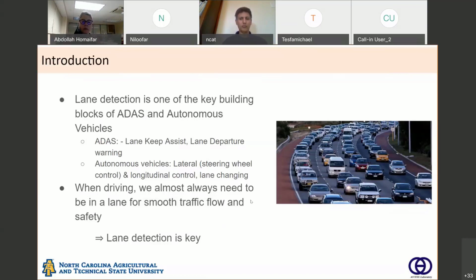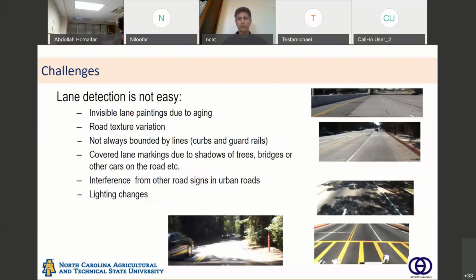Now, what are the challenges of lane detection? It's a very well-defined problem, but it's a really challenging problem at the same time. Detection is really hard because of some environmental factors. For example, lane markings or lane paintings may not be visible because of aging, as you can see in this picture. The right lane boundary is almost invisible. It's not that easy to detect it using a visual perception system.